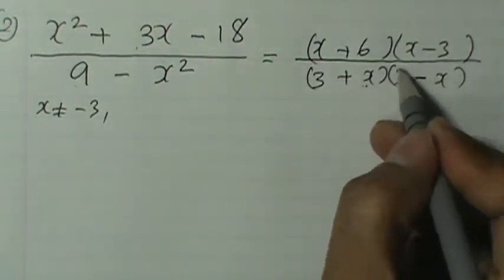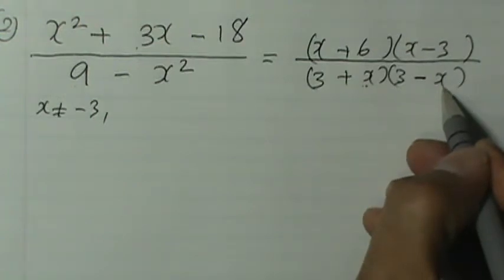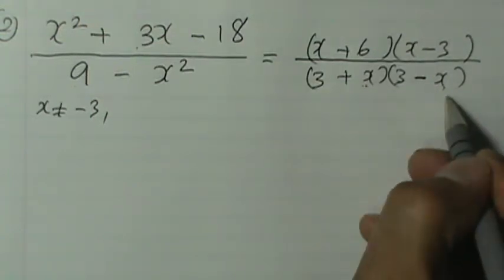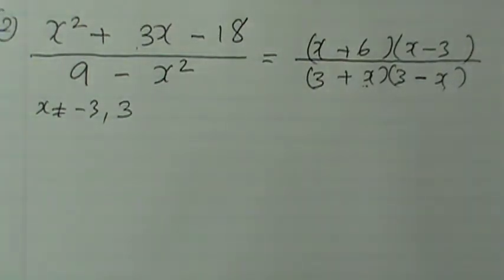Now in this case, the second bracket, if I were to substitute x with 3, 3 minus 3 will equal 0. So the whole thing will go to 0. So x also cannot be 3. So x cannot be plus or minus 3. That is your restrictions for the bottom.